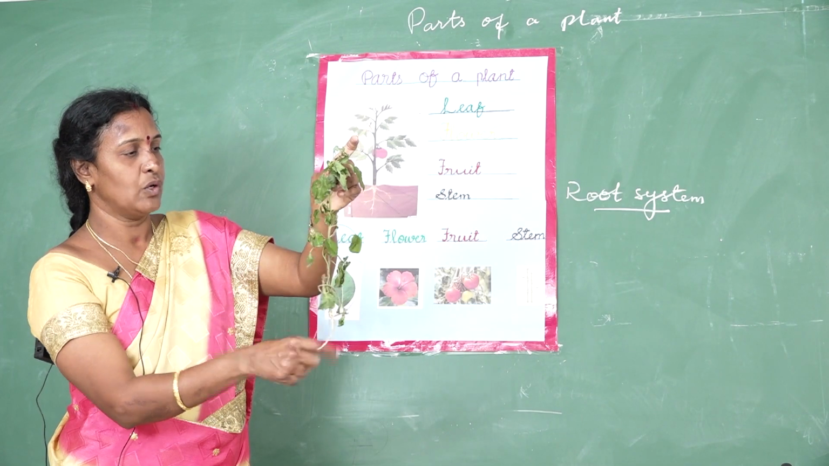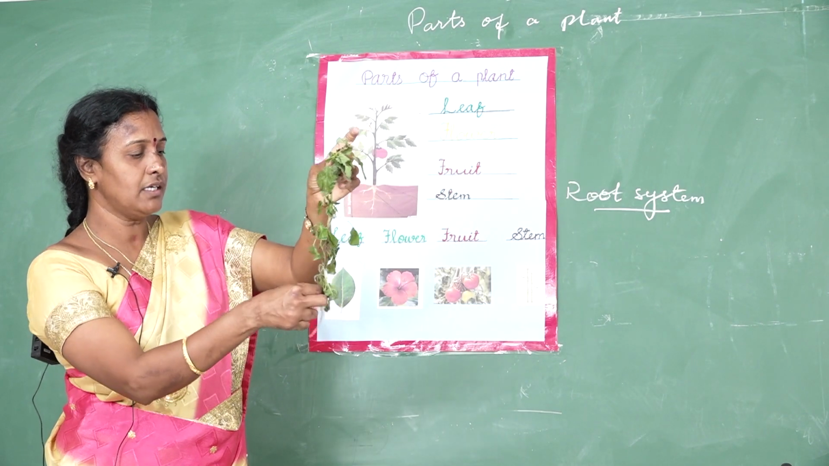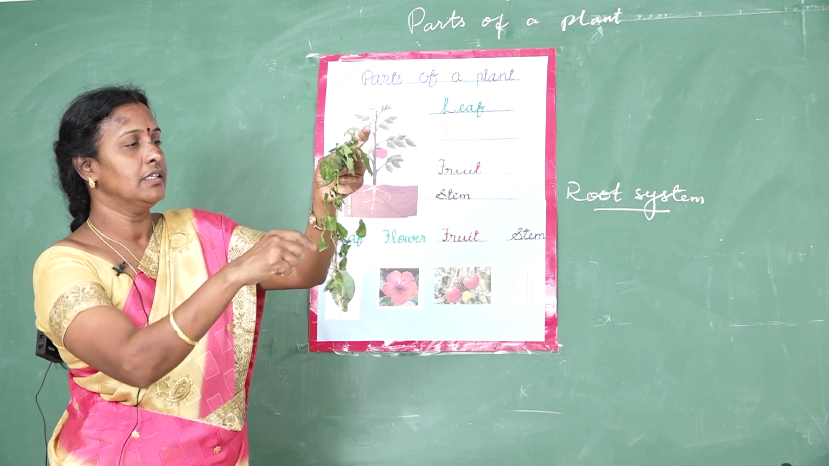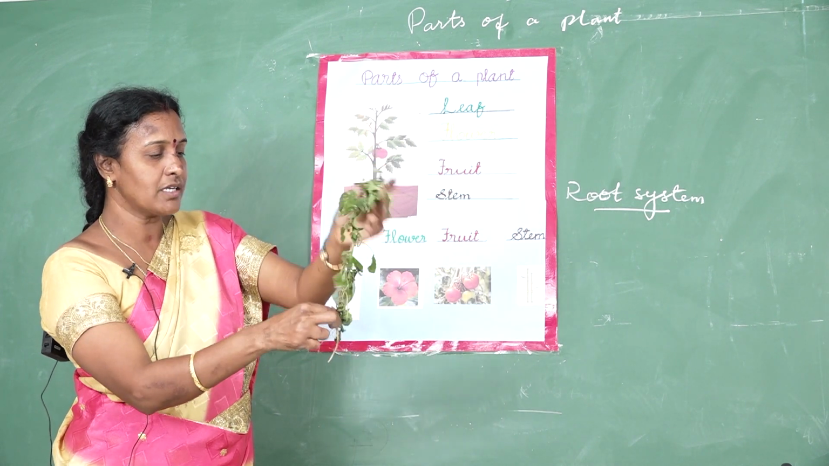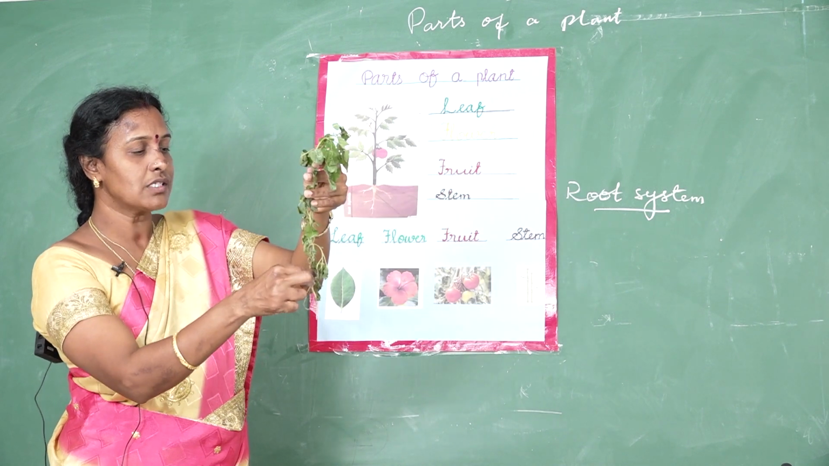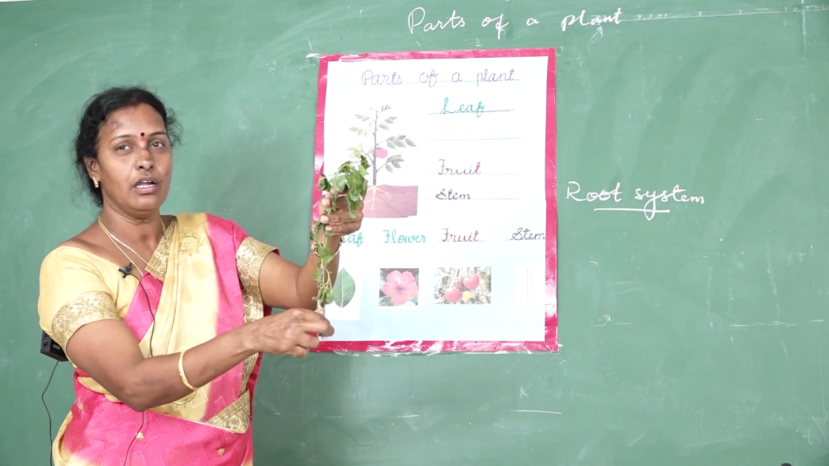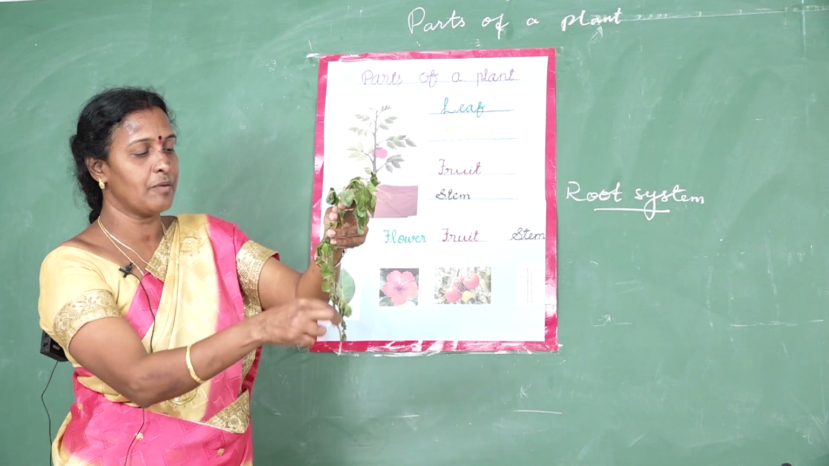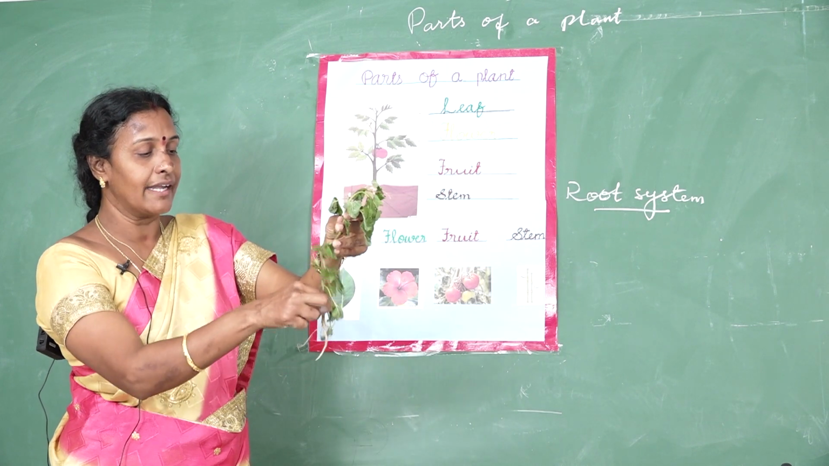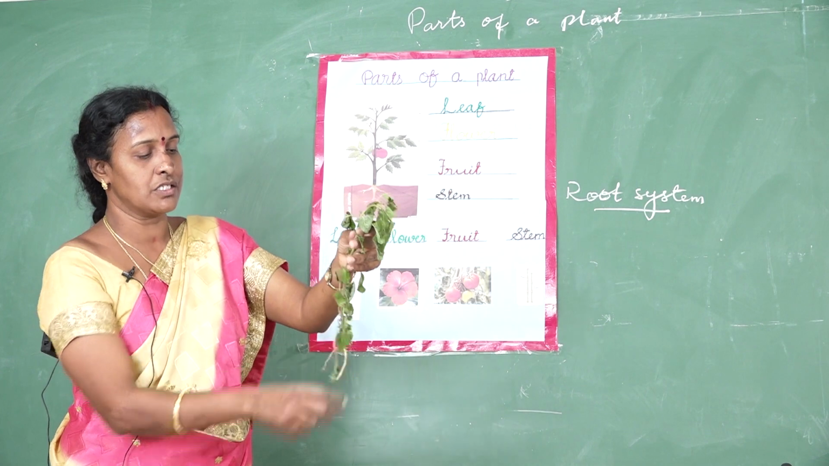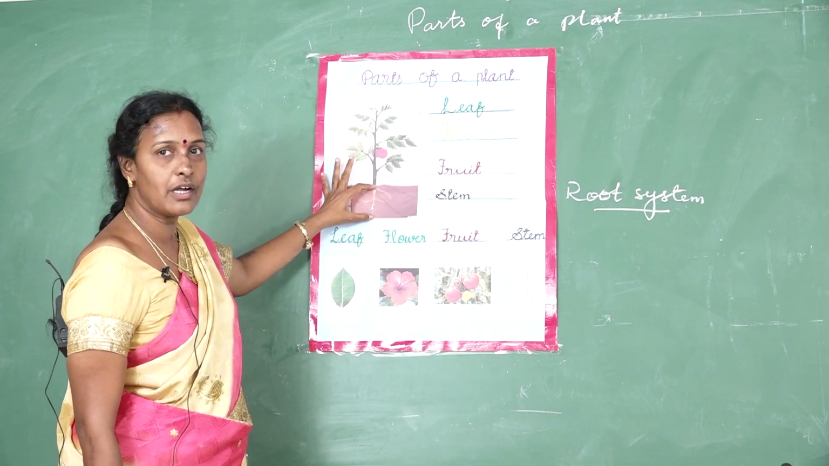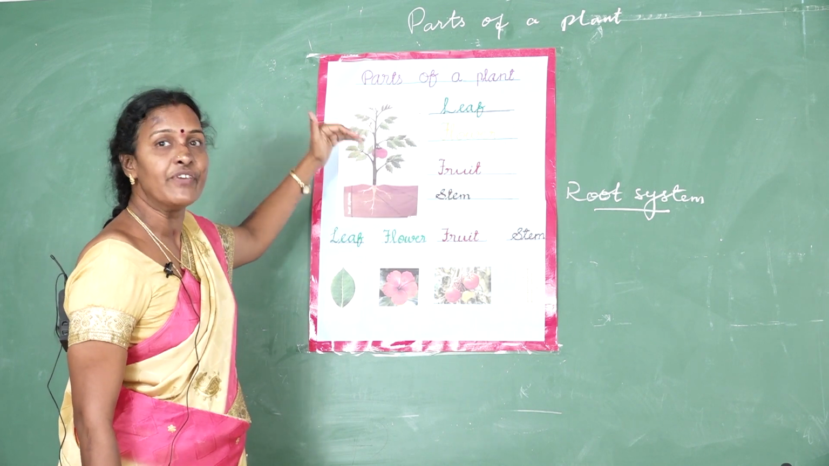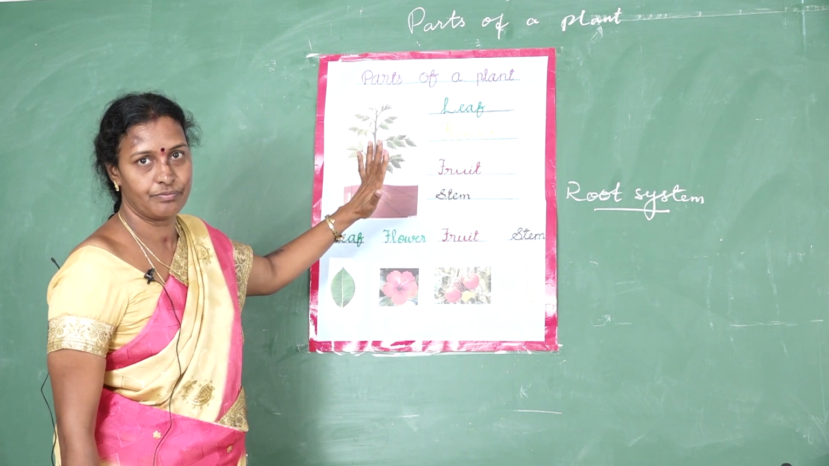Look at this plant. What is this? This is a plant. You see this? This is a root. This is a root system. This is a shoot system. The part of the plant that grows under the ground is called root system. What are the functions of the root? It absorbs water and minerals from the soil. It fixes the plant in the soil.